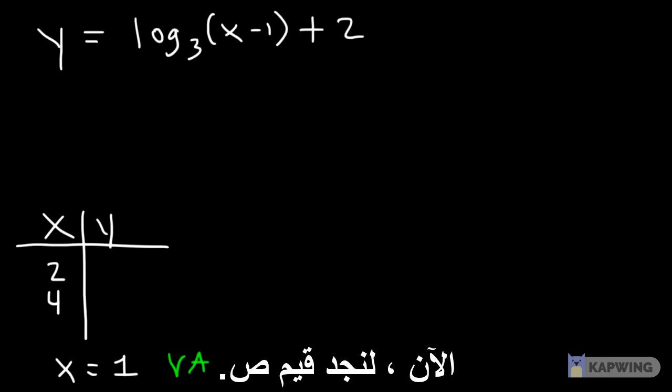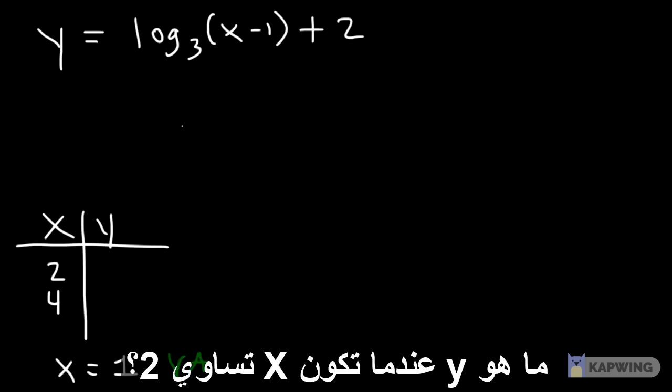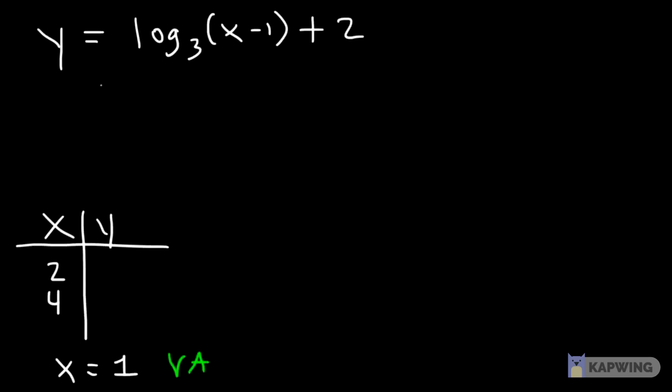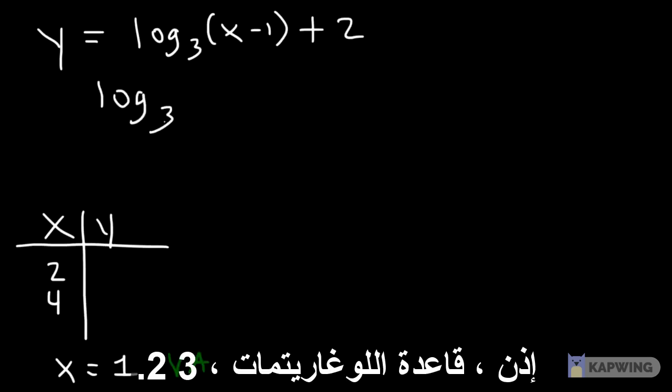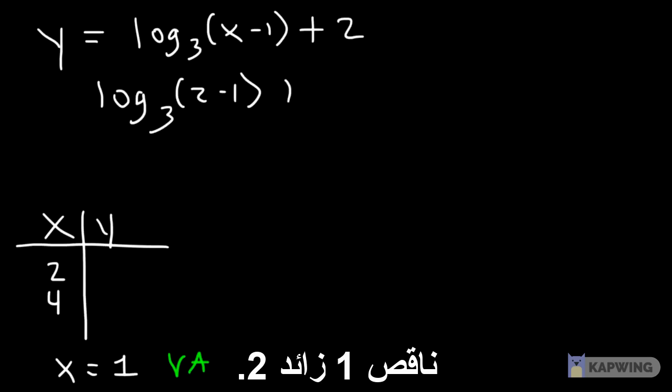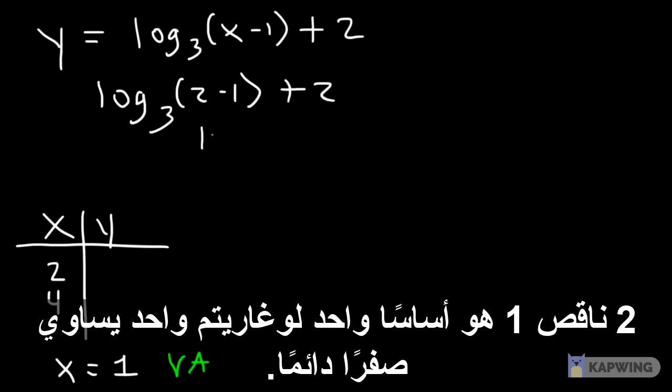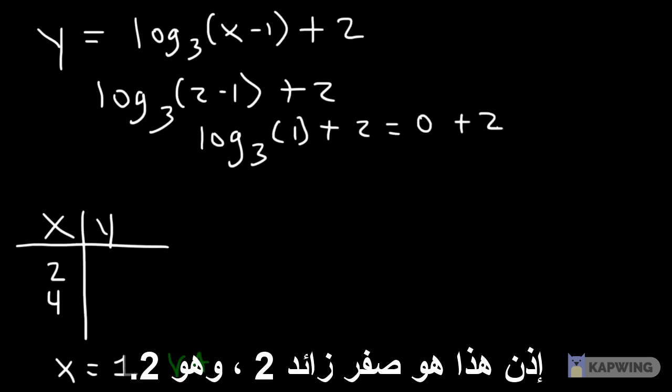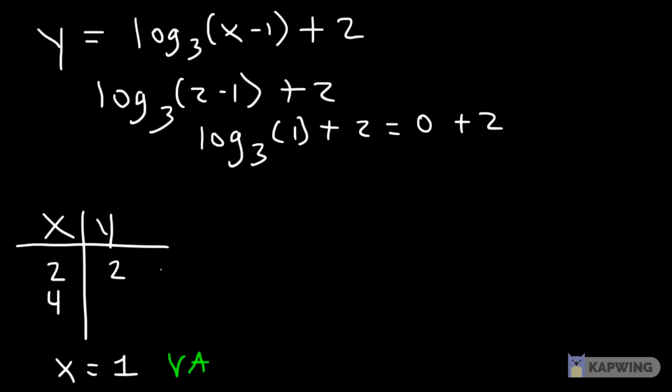Now let's find the y values. What is y when x is 2? So log base 3, 2 minus 1, plus 2. 2 minus 1 is basically 1. Log of 1 is always 0. So this is 0 plus 2, which is 2.